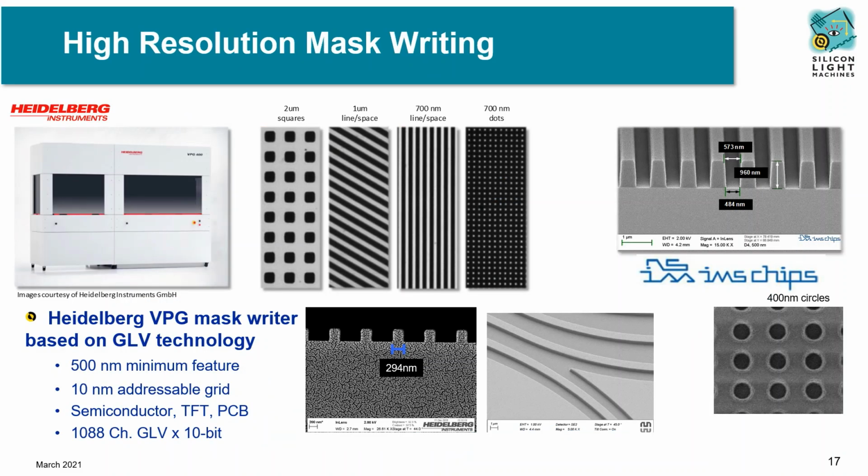Additionally, Heidelberg Instruments uses the high resolution and bit depth of the GOV to create submicron features with their VPG maskless lithography system. On the left, we see examples of 2 micron down to 300 nanometer features on a 10 nanometer addressable grid from Heidelberg's VPG mask writer, as well as micron width curved channels. On the right, we see results from IMS chips, including 400 nanometer circles.